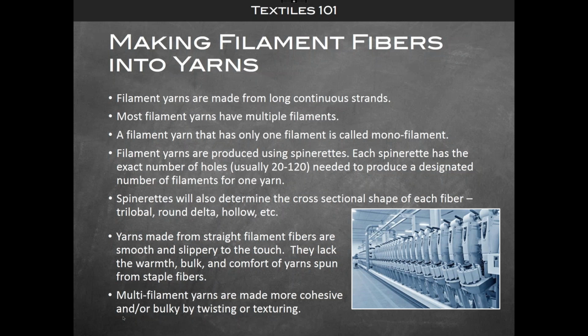Also, yarns made from straight filament fibers are smooth and slippery to the touch. They lack the warmth, bulk, and comfort of spun yarns. Multi-filament yarns are made more cohesive or bulky by twisting or texturing them. So if you don't want that smooth, slippery touch, then texturing the yarn would be a step that would help make the yarn more similar to a natural fiber.